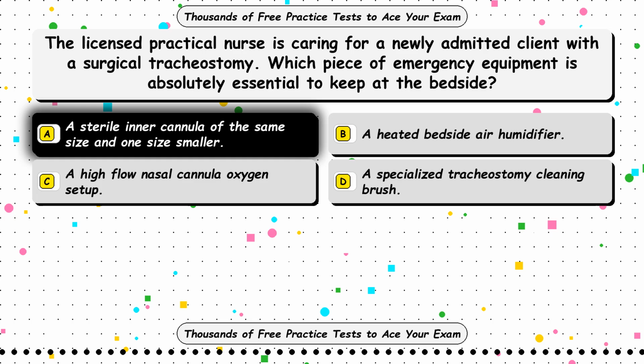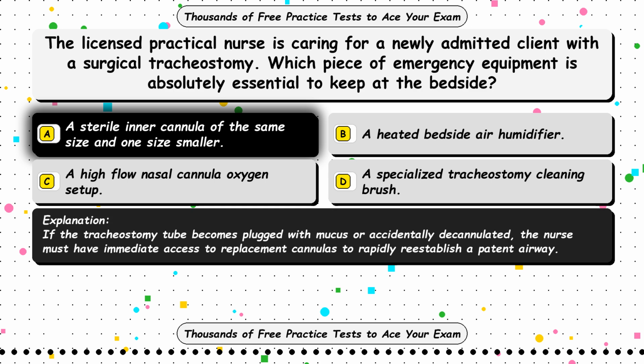The correct answer is option A, a sterile inner cannula of the same size and one size smaller. If the tracheostomy tube becomes plugged with mucus or accidentally decannulated, the nurse must have immediate access to replacement cannulas to rapidly re-establish a patent airway.